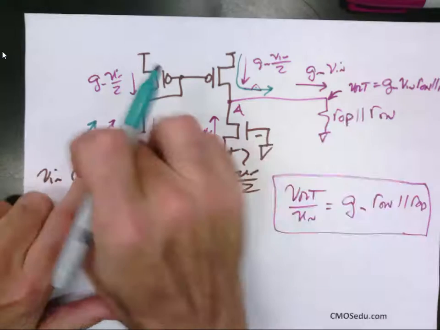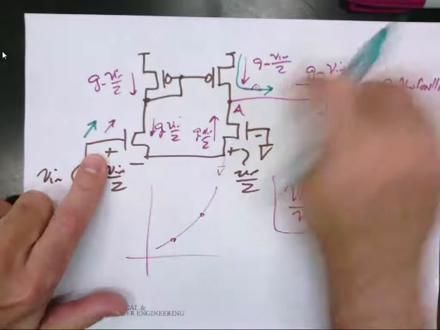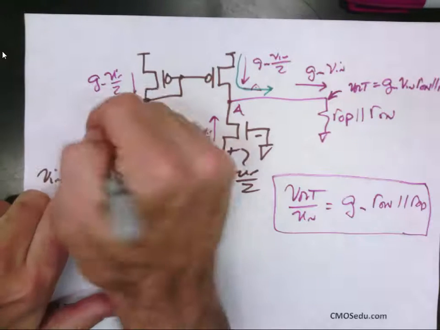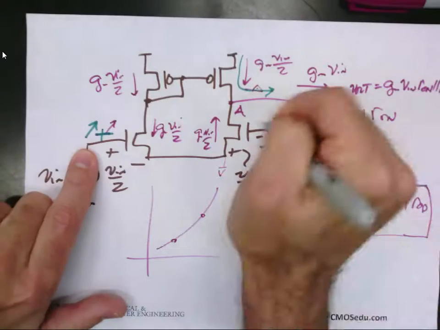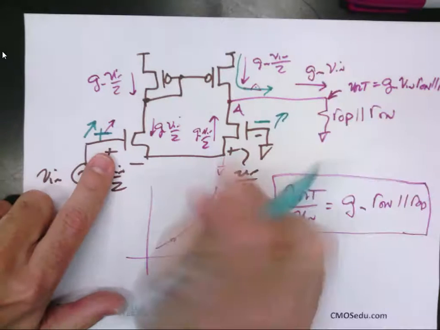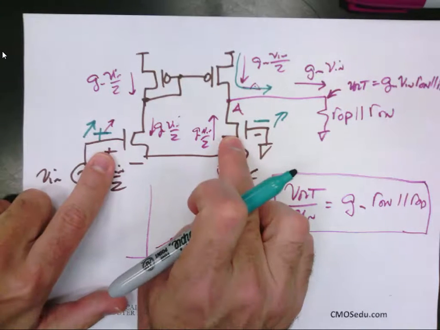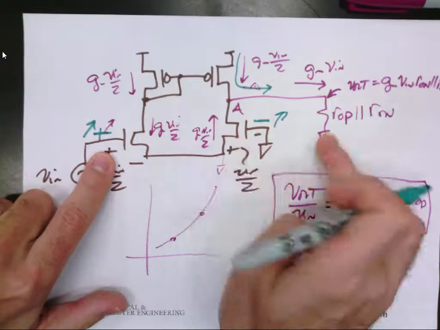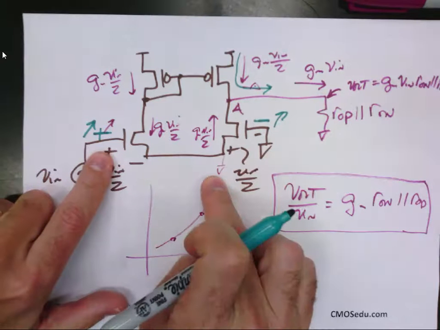So if this current goes up, it's coming over here, this goes up, and so this is the positive input. This is the minus input of the diff amp. Because if I yank this node up, what happens to the current here? It goes up and it pulls the current this way.